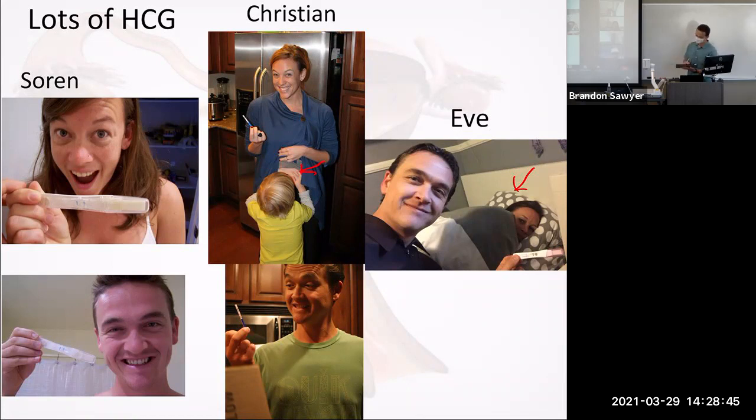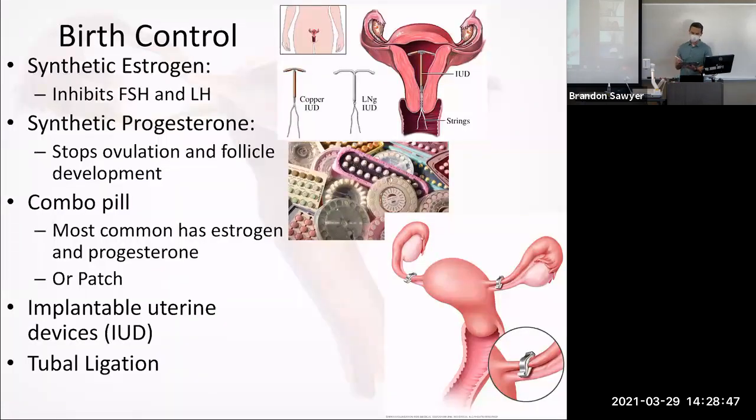But yeah, so just real briefly on birth control, there's lots of different kinds. Synthetic estrogens are very common. Synthetic progesterones are very common. You could see what estrogen would do because it inhibits FSH and LH. Progesterone, in a way, tricks the body into thinking that it's pregnant, which will stop ovulation and follicle development. Most pills have a combination of these in them now.